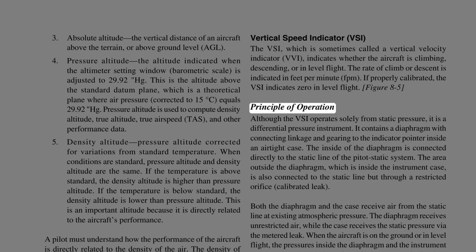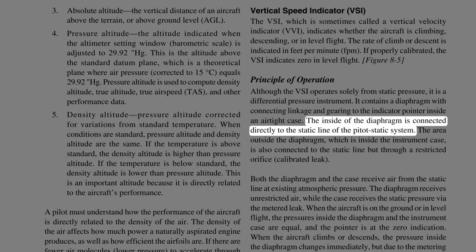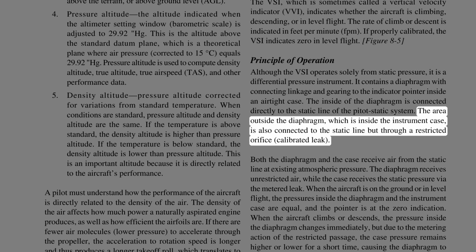Principle of operation. Although the VSI operates solely from static pressure, it is a differential pressure instrument. It contains a diaphragm with connecting linkage and gearing to the indicator pointer inside an airtight case. The inside of the diaphragm is connected directly to the static line of the Pitot-Static system. The area outside the diaphragm, which is inside the instrument case, is also connected to the static line but through a restricted orifice, calibrated leak.